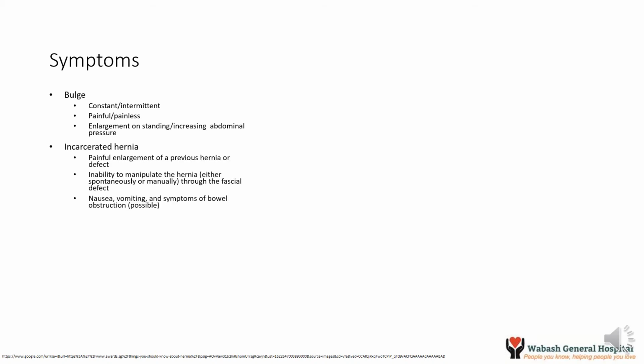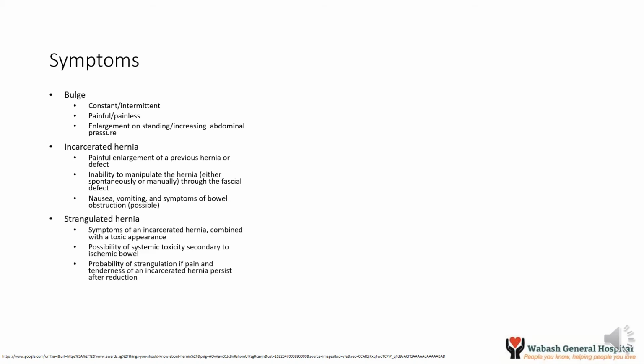Let's talk about symptoms. Symptoms of hernia essentially include almost always a bulge, which could be constant or intermittent. It can be painful or painless, and it usually will enlarge on either standing or by increasing the abdominal pressure, say by coughing or doing strenuous activities. An incarcerated hernia is when there is painful enlargement of a previous hernia or the previous defect. There's inability to manipulate the hernia, either on its own spontaneously or manually through the defect. There's also possibility of nausea, vomiting, and bowel obstruction.